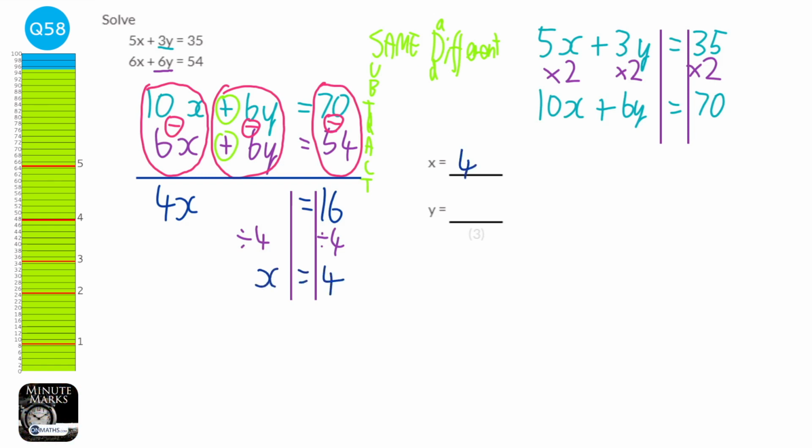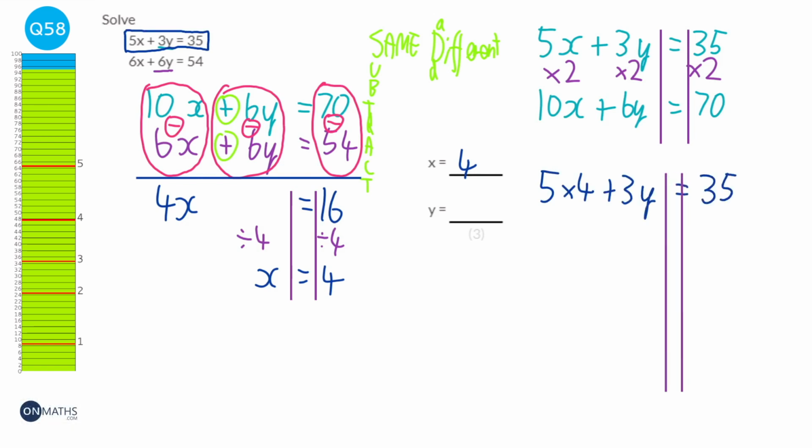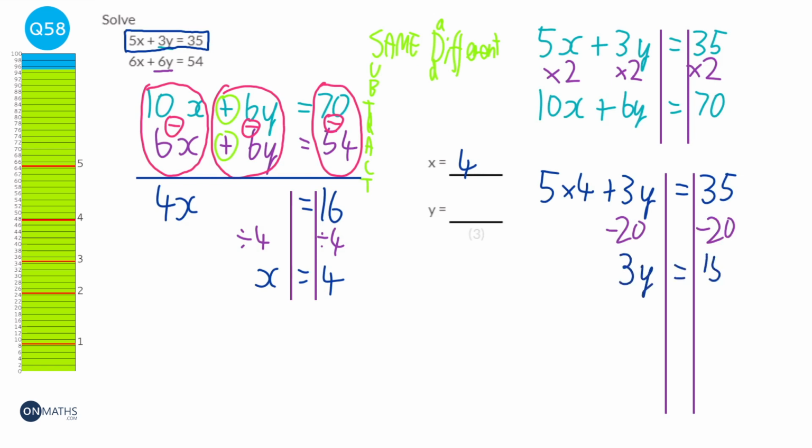Now that's only half the job, because we need to find out what y is. So what I'm going to do is just copy this first equation, but substitute in the value of x, which is 4. So 5 times 4 plus 3y equals 35. Get my lines in. And 5 times 4 is 20, so I'm going to take away 20 both sides to get rid of the 20. So we've got 3y equals 15. And then we're going to divide by 3 both sides. So we've got y equals 5.